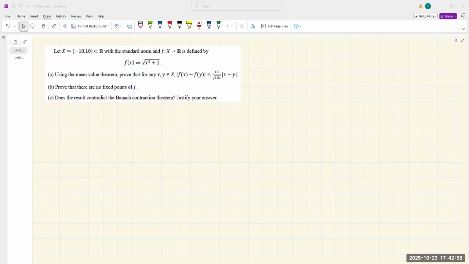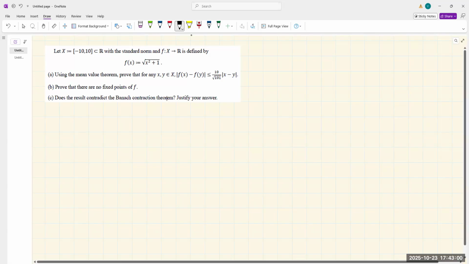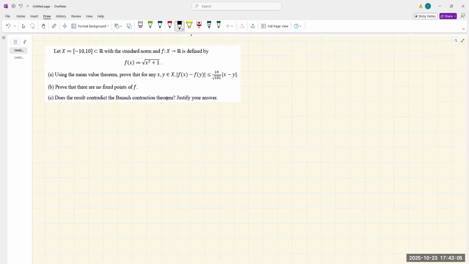Okay, hi everyone. So in this video, we're going to be looking at some questions involving the contraction mapping theorem, also known as Banach fixed point theorem, and also some results involving compactness. So compact sets, compact metric space.